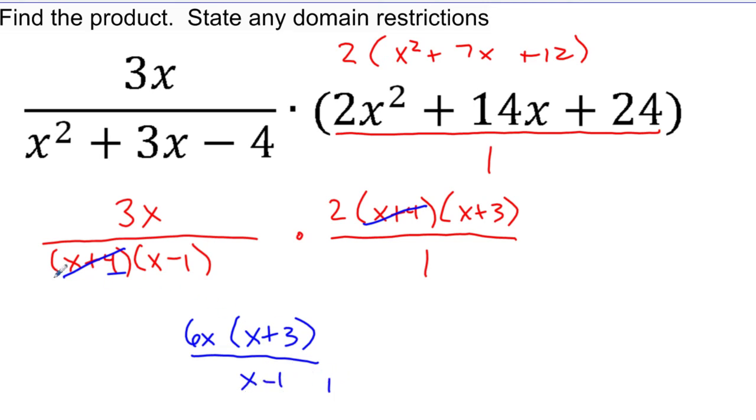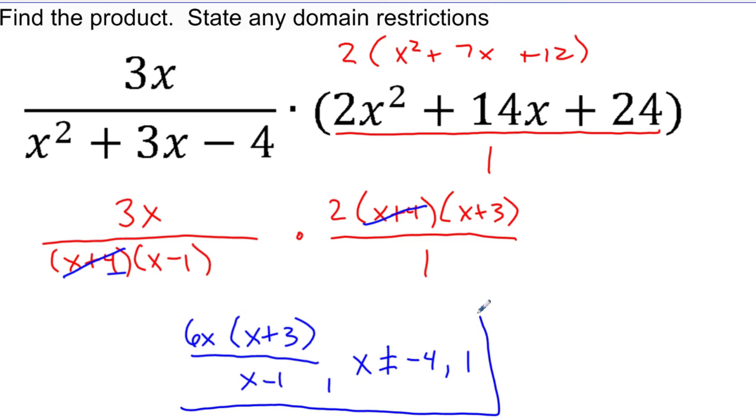And my domain restrictions would be that a negative 4 would give us a problem. So x cannot be equal to negative 4. And a positive 1 would also give me a problem. So I'm going to make sure to tell people, do not use those values. They will give you a 0 in the denominator. So our final answer is this expression: 6x times x plus 3 over x minus 1, where x is not equal to negative 4, and x is not equal to 1.